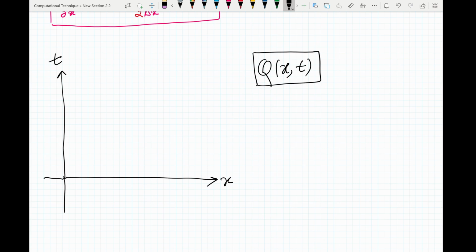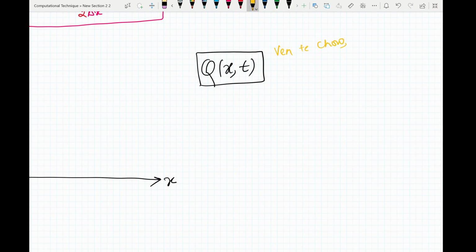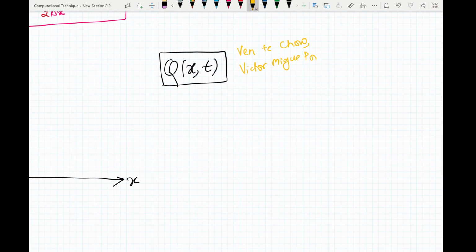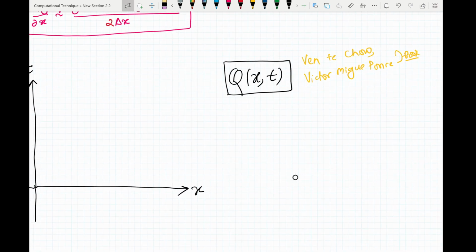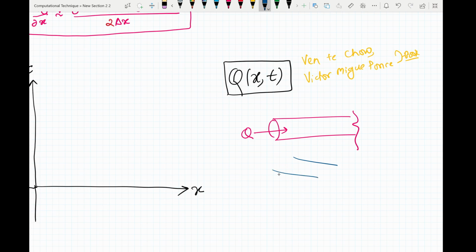If you recall hydropower, fluid mechanics or hydrology books, such as from Ven Te Chow, or you can look into Victor Miguel Ponce's books, you can observe that your flow, this is your flow, can be within a pipe like this, like a water pipe, or it can be in an open channel, like this. This can be your flow.